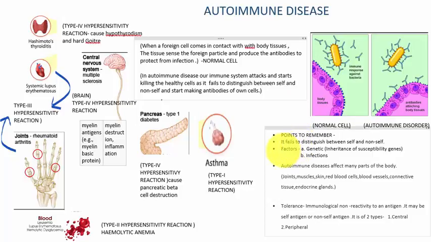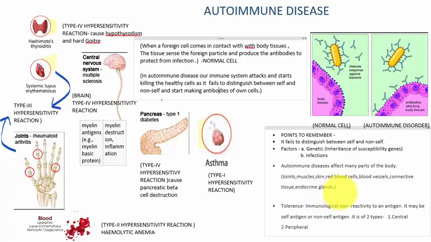The next point is, what are the factors that cause the disease? The factors may be genetic, inheritance of the susceptibilities. Inheritance means the transmission of genetic characters from one generation to another. So the factor may be genetic or it may be infectious. The third point is that autoimmune disease affects many parts of the body, generally the joints, the muscles, the skin, the red blood cells, the blood vessels, the connective tissue and the endocrine glands.